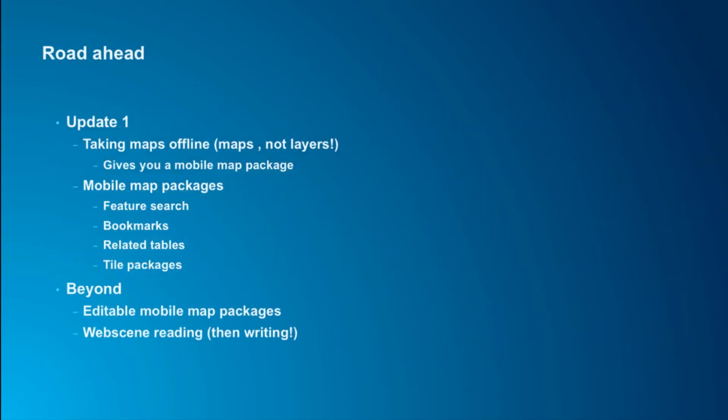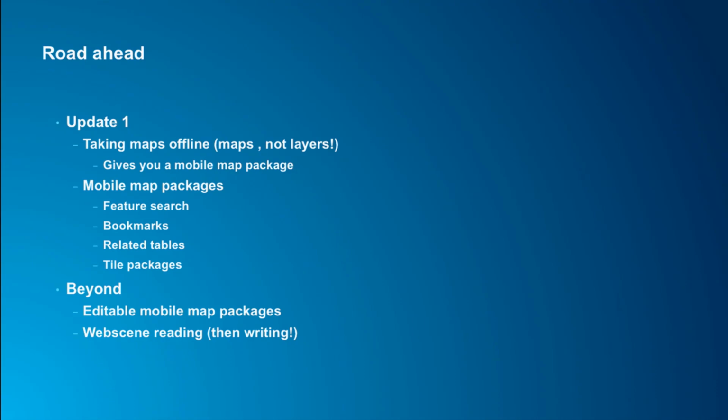Okay, so that's pretty much where we're at with version 100. What are we working on for update 1? Update 1 is going to be out sometime before the user conference. It's got a lot of new capabilities in there, especially related to working with maps online and offline. We are building the offline map task, very close to being done. You'll be able to see demos of that in the Road Ahead session, which I think is tomorrow.